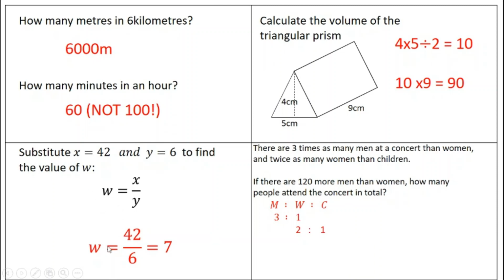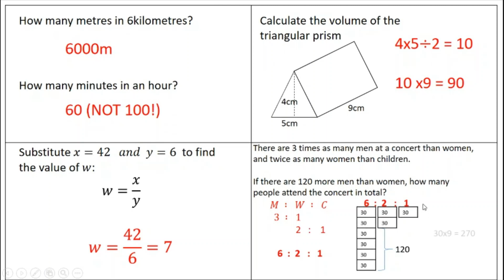This one, W is 42 over 6, which is 7. You can simplify that out. And the final one, the way I approach this, and there are lots of different ways you could do this, I wrote 2 ratios and then combined them to get 6 to 2 to 1. Then I wrote out my ratio with boxes. I know that these 4 extra boxes are worth 120 because it says there are more men than women. Each box must therefore be 30, and then if I add all those 30s up together, I get 270 people.